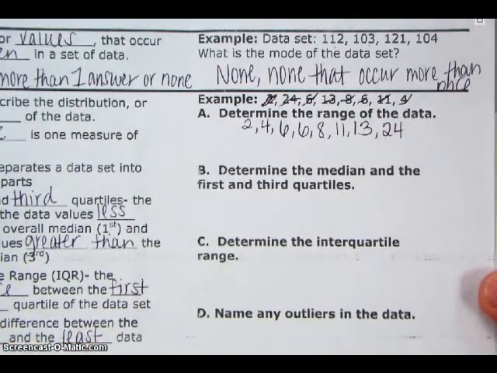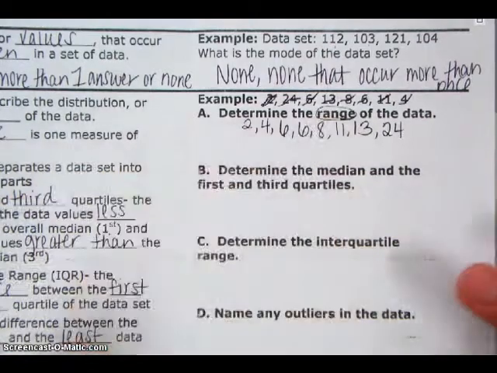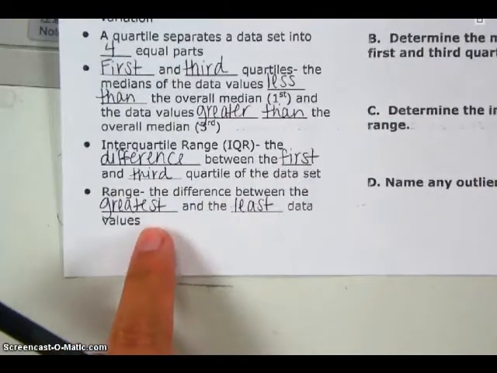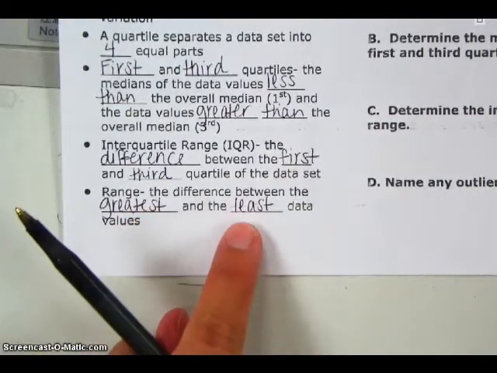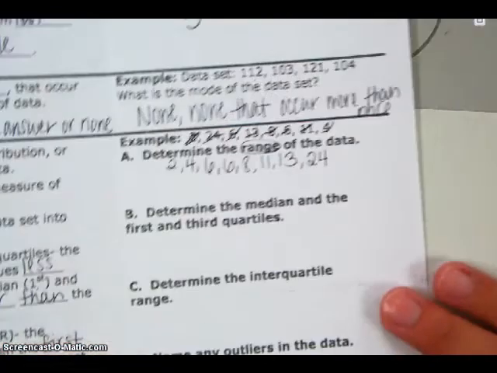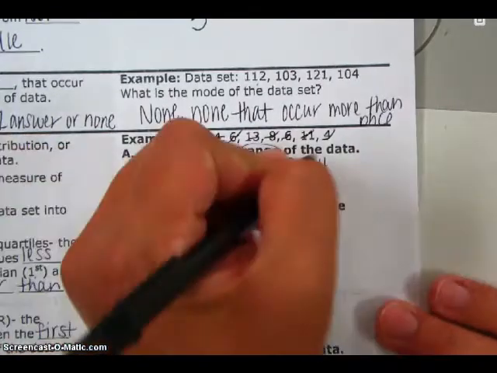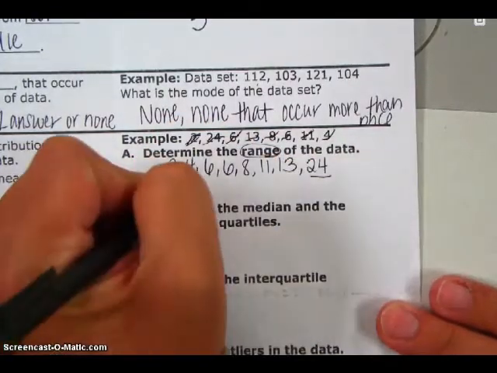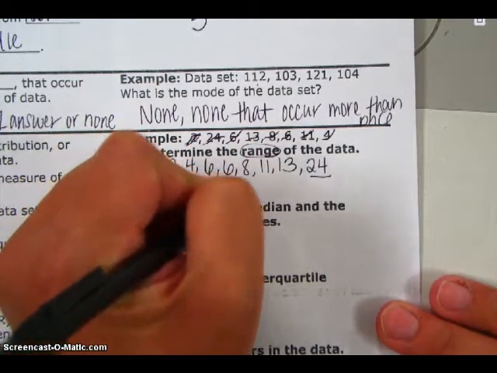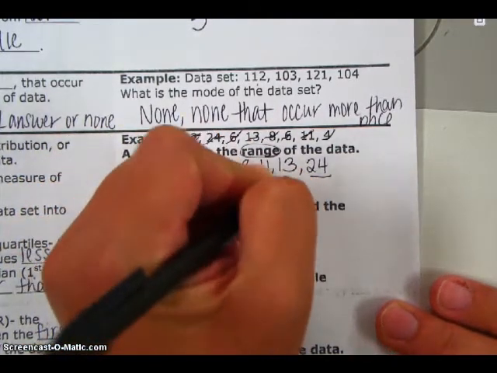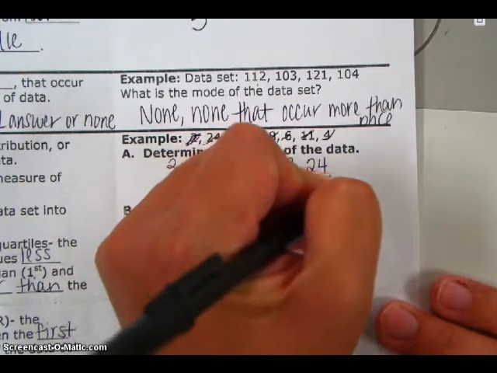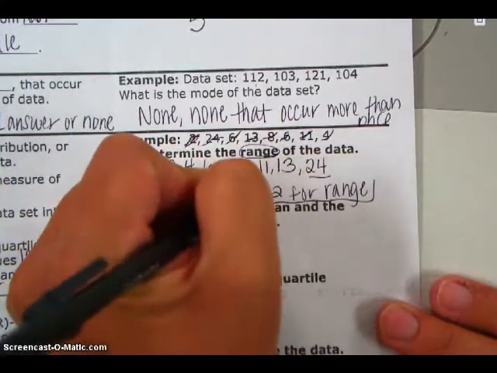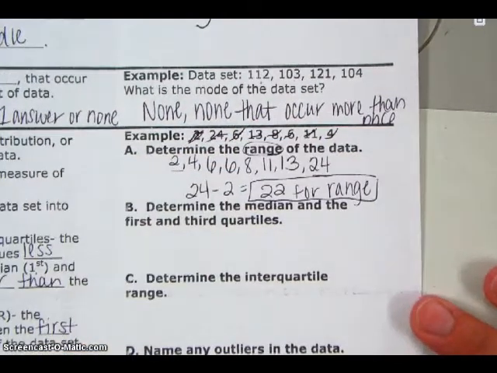The reason I did that is because we want to know the range. Remember, the word range means the difference between the greatest and the least of the data values. So all I have to do is subtract the least number from the greatest number. So 24 minus 2 gives me 22 for the range. That's what we learned in elementary school.